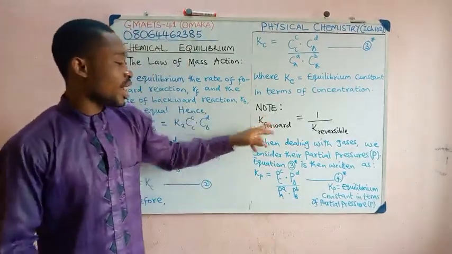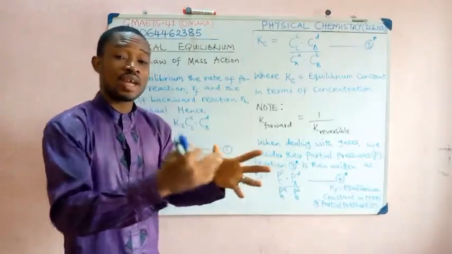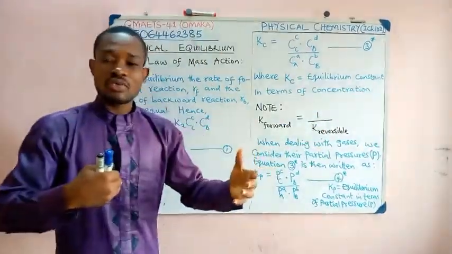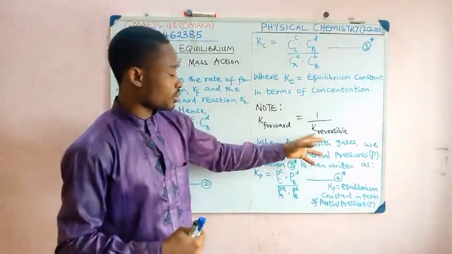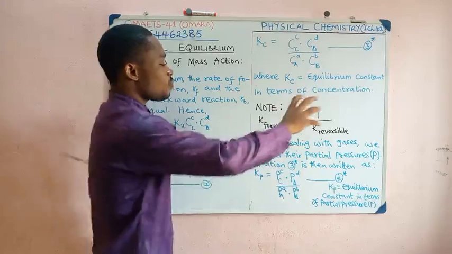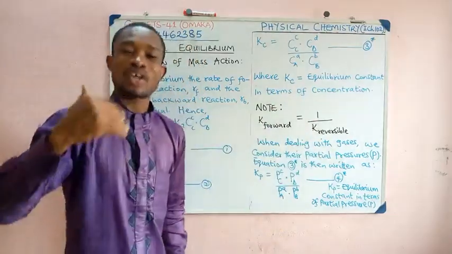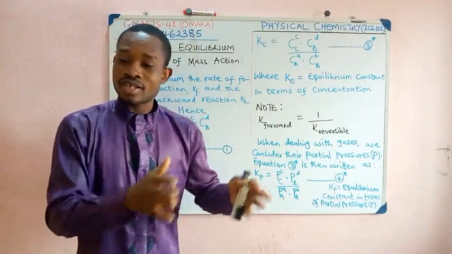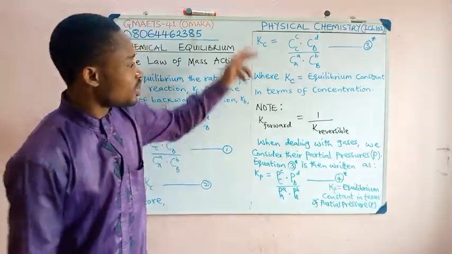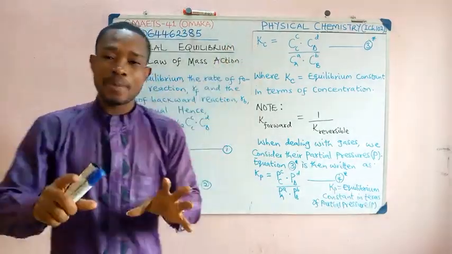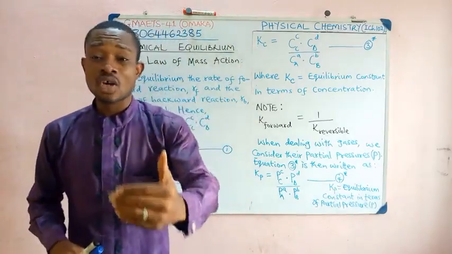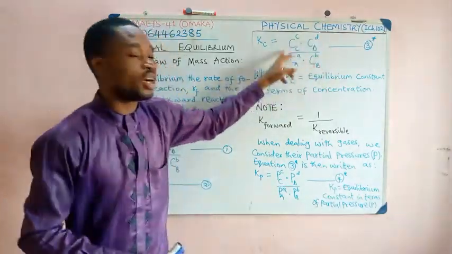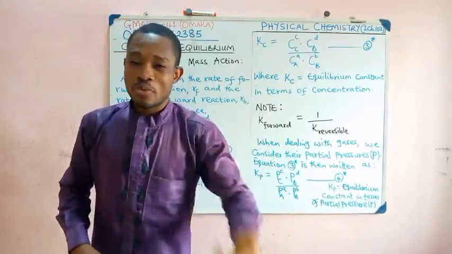Now, we want to take note that the forward reaction equilibrium constant is equal to the reciprocal of the backward reaction, that is the reversible reaction equilibrium constant. Now, if we are dealing with gases, you know that we talk in terms of what? Partial pressure. Hence, this Kc can be written in terms of Kp, where Kp is the equilibrium constant in terms of partial pressure. Then every concentration term will be changed to a pressure term.